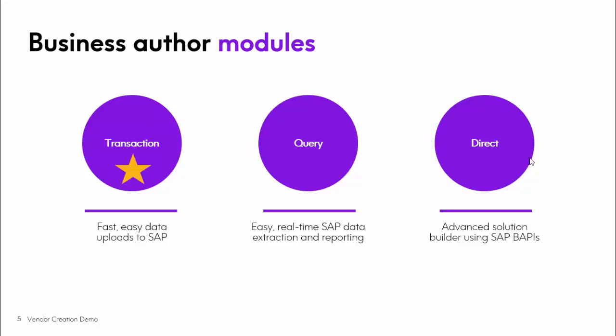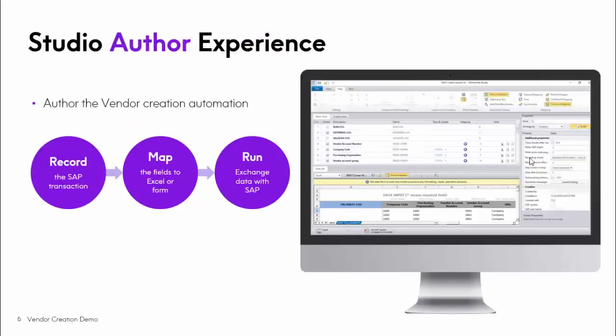Today we'll cover transaction. So the studio authoring experience includes basically 3 steps for anything, and including vendor creation.